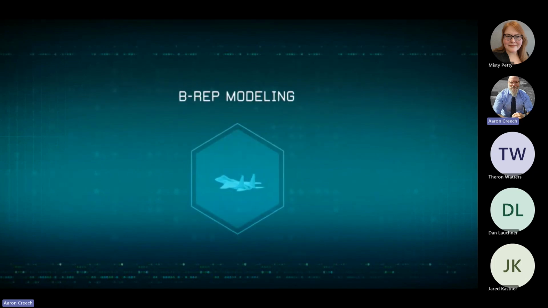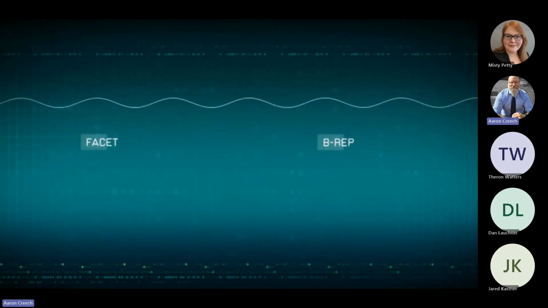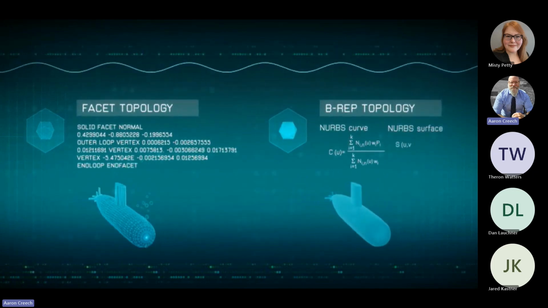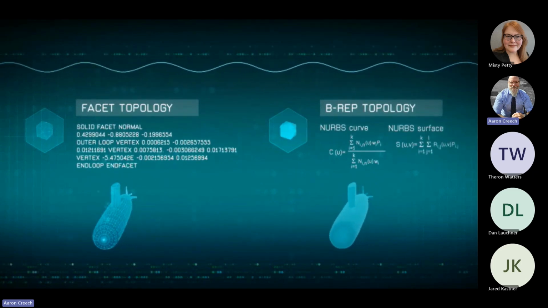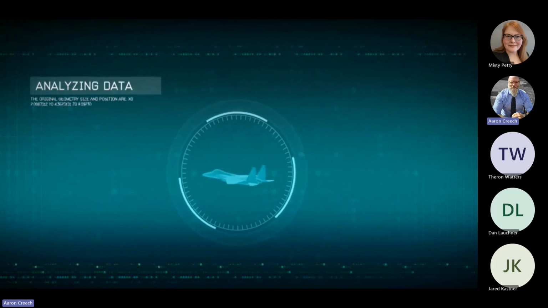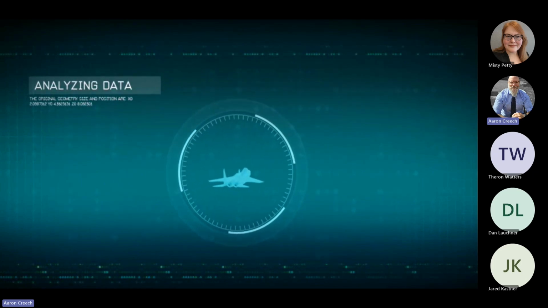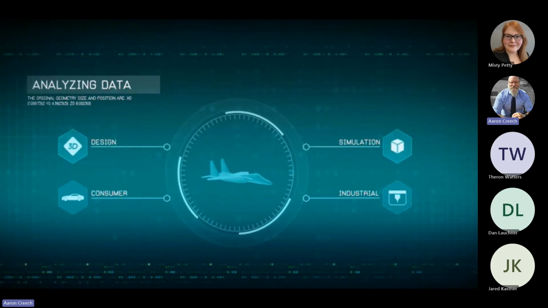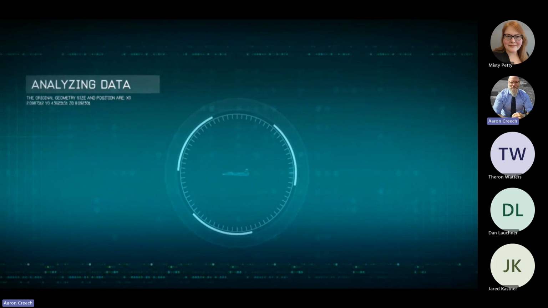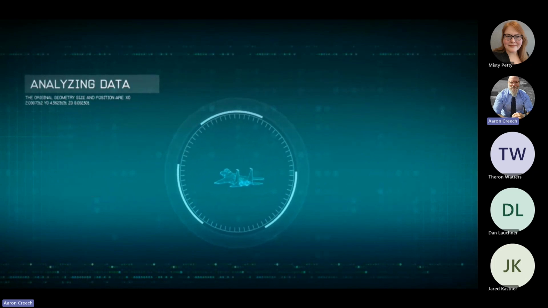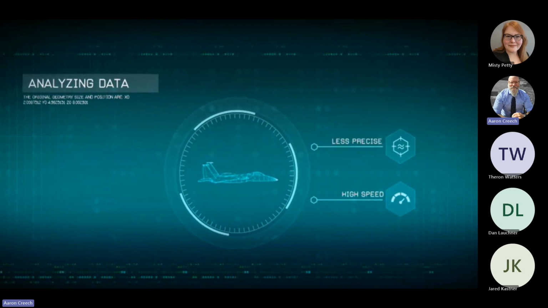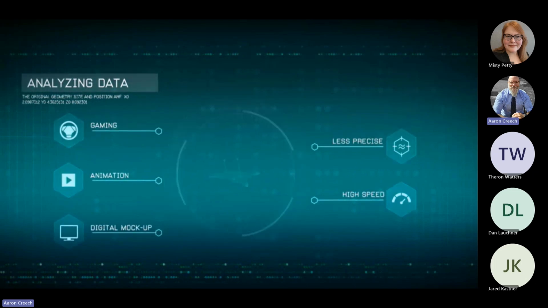Boundary representation, BREP, used mathematically defined surfaces connected by topology to represent objects as watertight volumes. This was concise and precise, but also more complex. BREP proved the best solution for engineering, and today, the vast majority of CAD/CAM systems for design, simulation, and manufacture of consumer and industrial products are BREP-based. Facet modeling developed as the preferred solution for less precise, high-speed shape representation, such as gaming, animation, and digital mock-up.